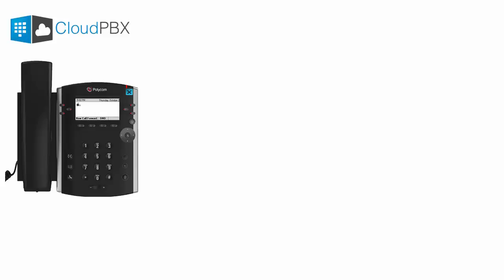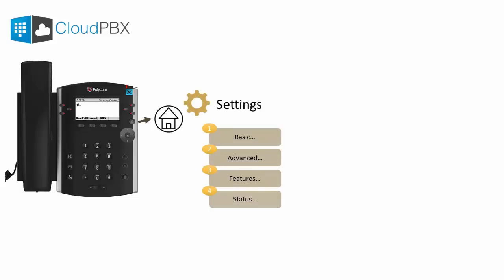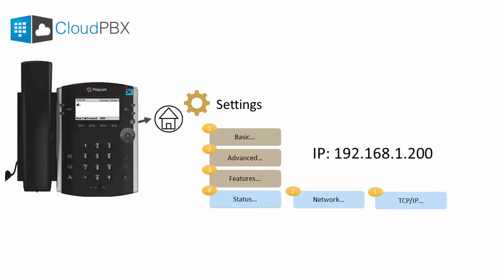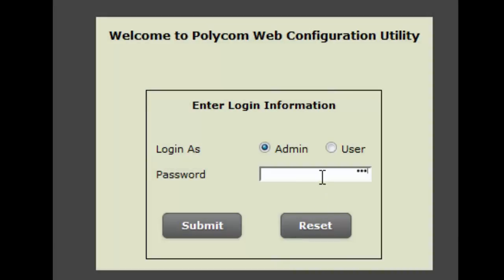To get the phone's IP address, hit the home button on the handset. It's Settings, 4 for Status, 2 Network, and 1 TCP/IP, which will return the IP address. So you're going to copy that into your browser. The Polycom's always default to admin, and the factory password is always 456.